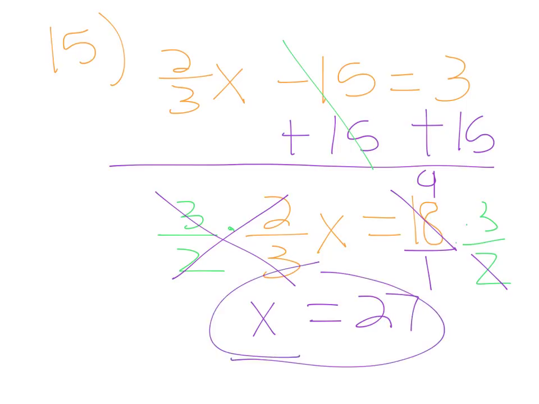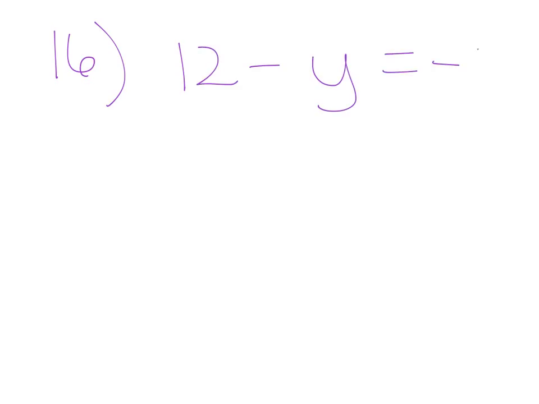Okay, and number 16. 12 minus y equals negative 4. Okay, I reminded you that when I have a problem like this, I always put a 1 in front of that variable just so I know it's a negative 1y. Okay, so the next thing I'm going to do is, I know that's a positive 12, so I'm going to subtract 12 from both sides.